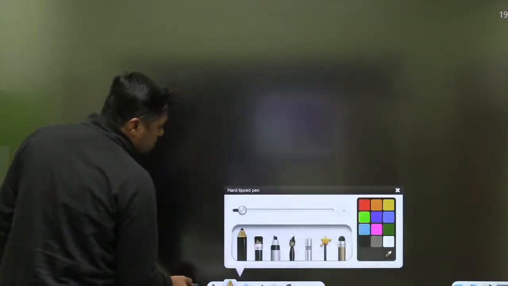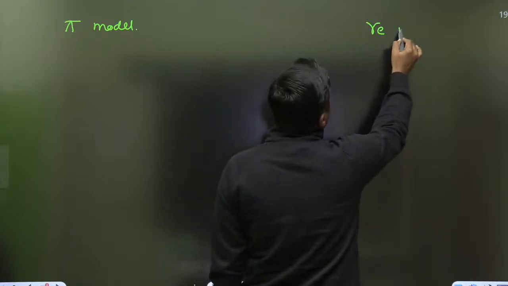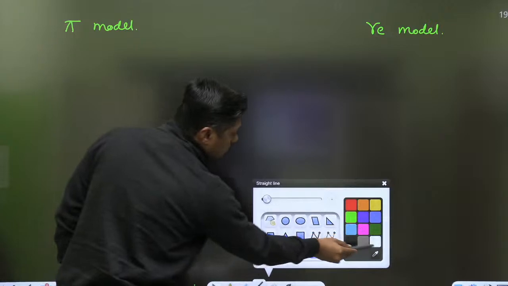Now what are the small signal models? First, the pi model, and second, important for BJT, the RE model. In case of the pi model, it is a very simple model. Remember this type of diagram.